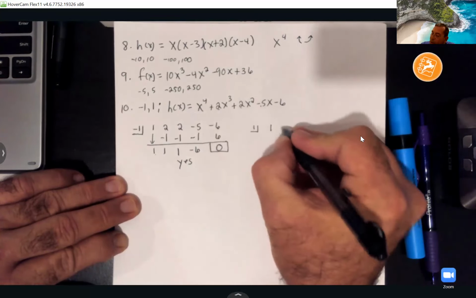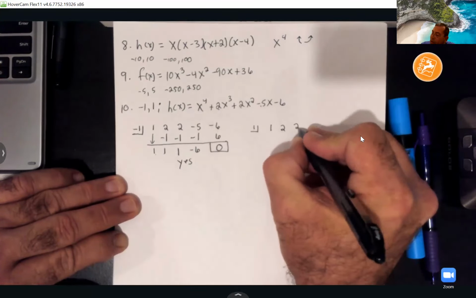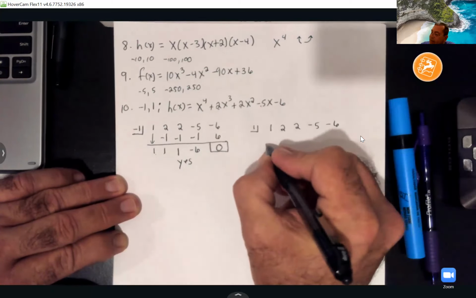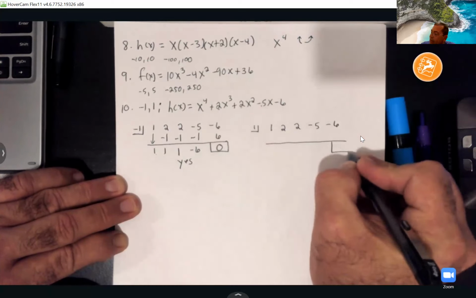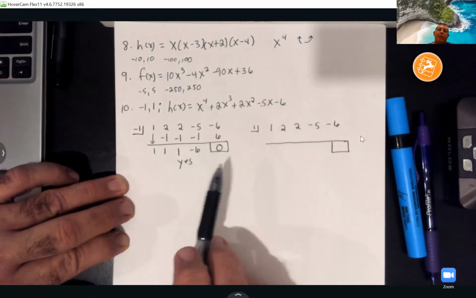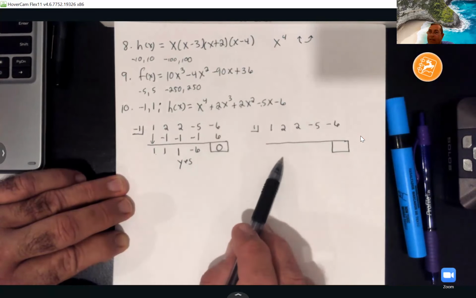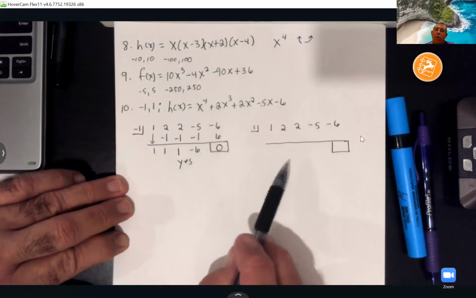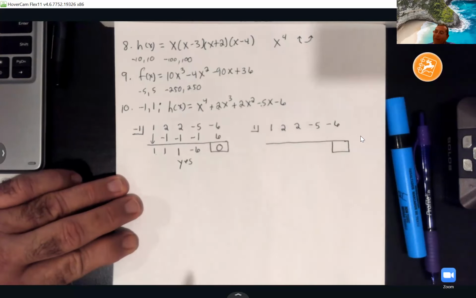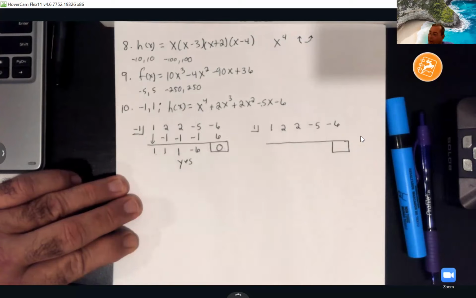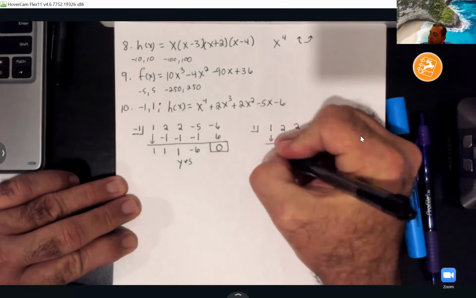So the same numbers, 1, 2, 2, -5, -6. Now I've seen this one go yes, yes, yes, no, no, yes, but I've never seen a no, no for this one, okay? So at least one of these numbers will probably be a 0 for you. All right, y'all, let's check this and bring down the 1.